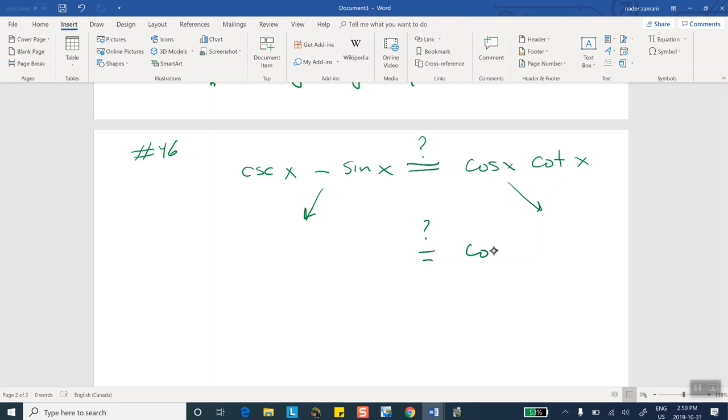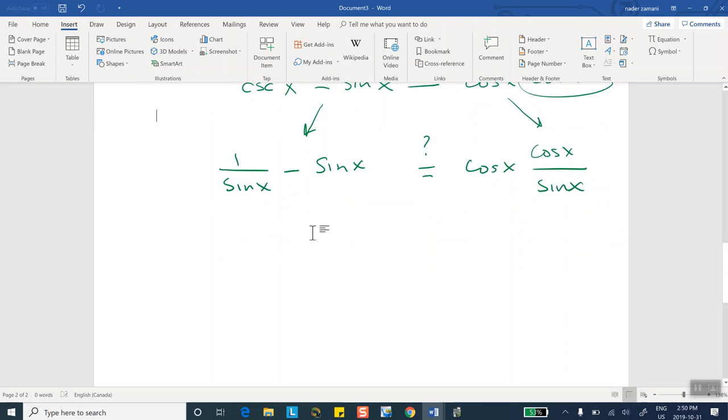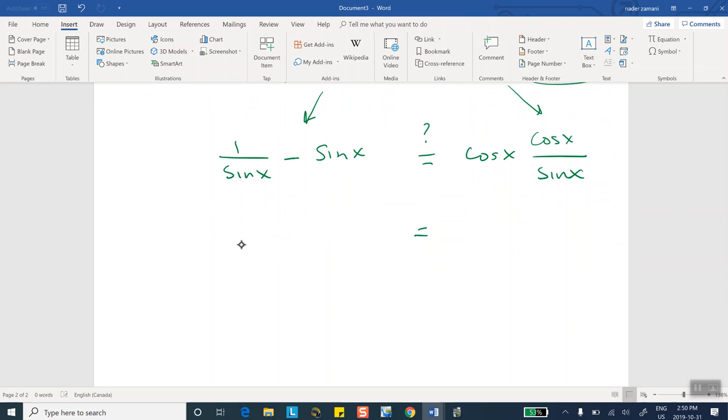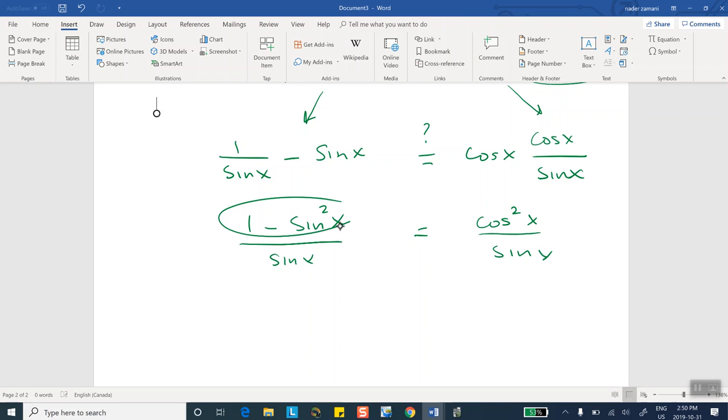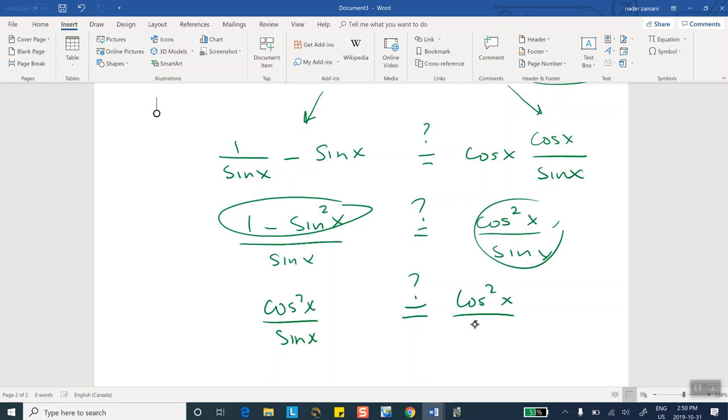On the right side, we have cosine of x. And this fellow is cosine of x over sine of x. Let's work on the left side. 1 over sine of x minus sine of x. Let's take another step on both sides. On this side, the common denominator is sine of x. So you have 1 minus sine squared x. On this side is cosine squared x over sine x. Now, of course, this is cosine squared x over sine x. And hey, it's right there. Cosine squared x over sine x.